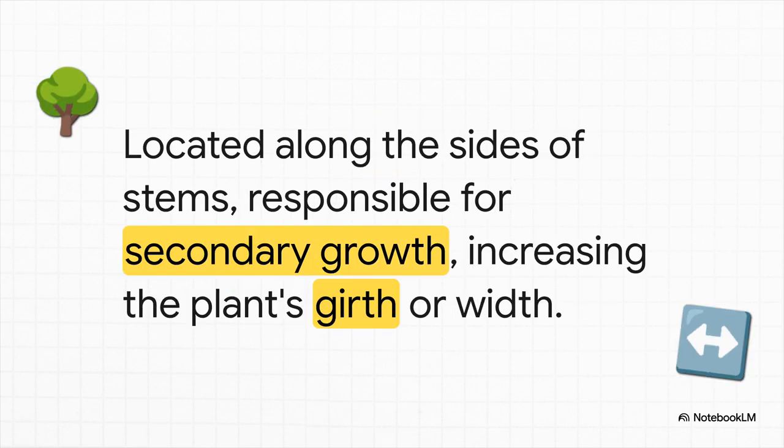But, a plant can't just get taller and taller, it also needs to get stronger, right? That's where the lateral meristem comes in. This tissue runs along the sides of the stems and roots, and it's responsible for secondary growth, making the plant wider. Think of the trunk of a tree getting thicker every single year. That's this stuff at work.